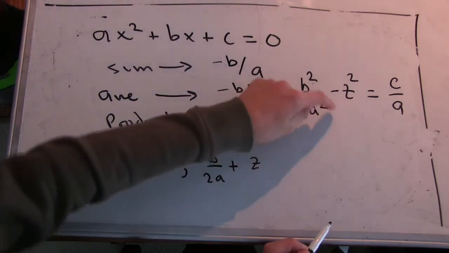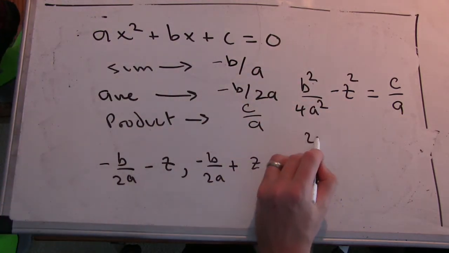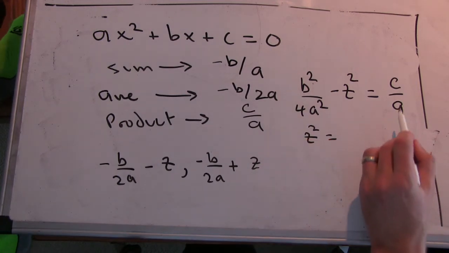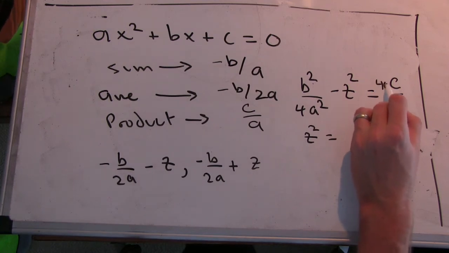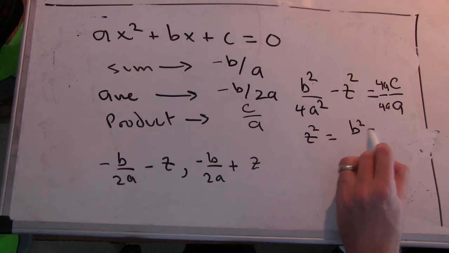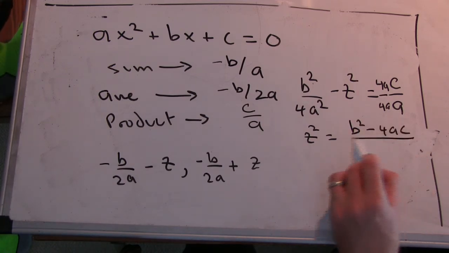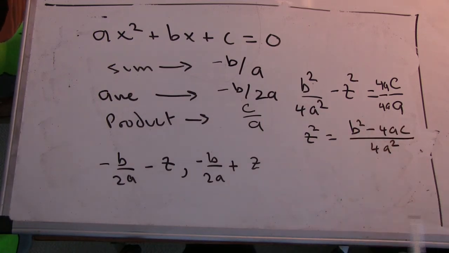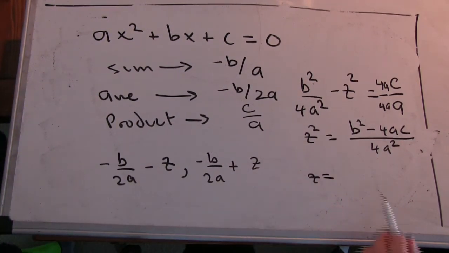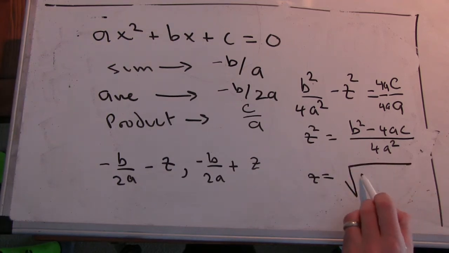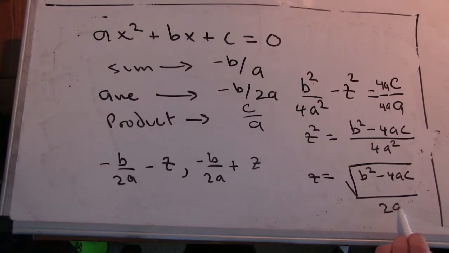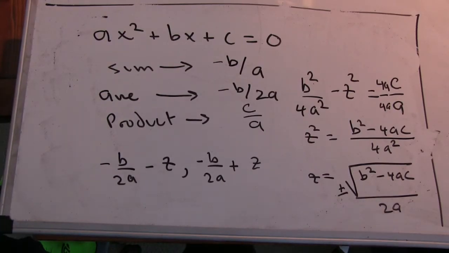We can move the z squared and then move the c over a. Z squared equals, and I'll get a common denominator here, so I'll multiply by 4a over 4a. So z squared is b squared minus 4ac over 4a squared. Okay, so z equals the square root of b squared minus 4ac over 2a, plus or minus that.